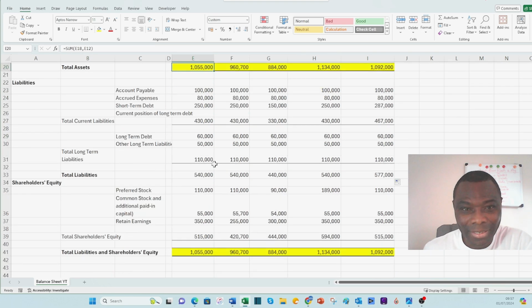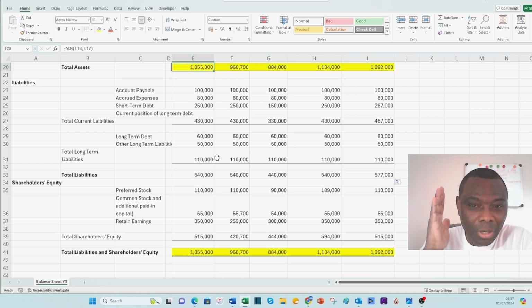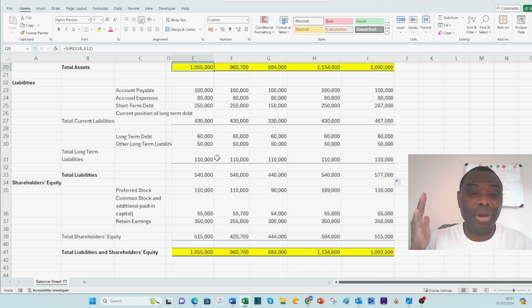So your assets equal your shareholders' equity plus your liabilities. So your liabilities and your shareholders' equity are on one side and your assets on the other side. Both sides must balance. It's that simple accounting equation. Both sides, just like your debit and your credit, must balance.